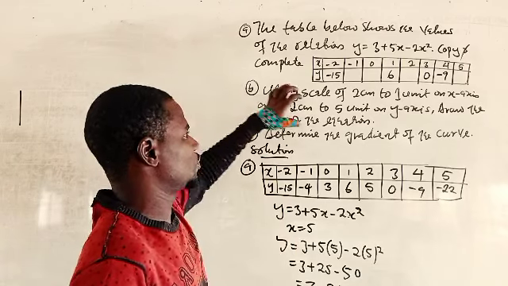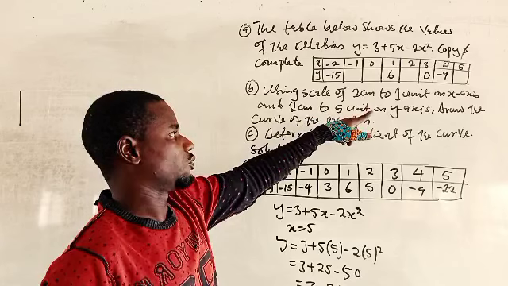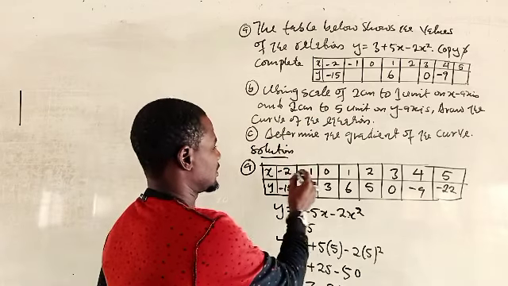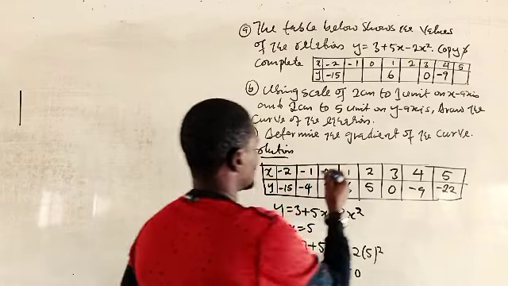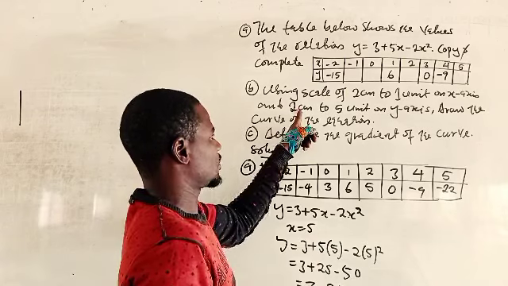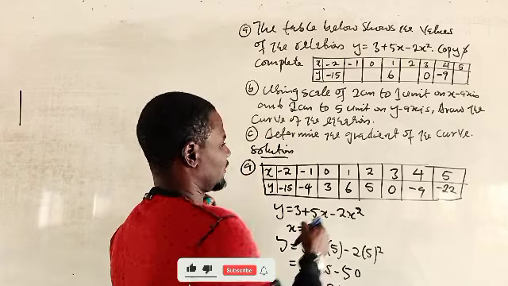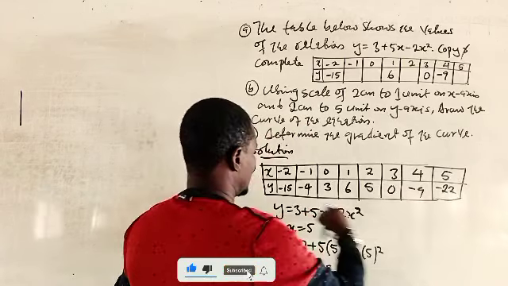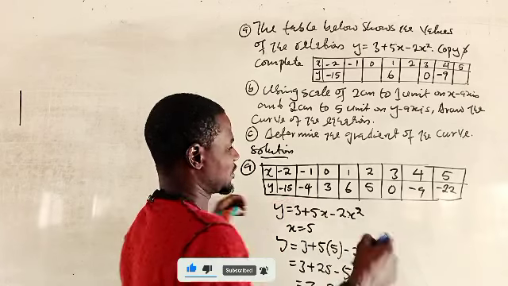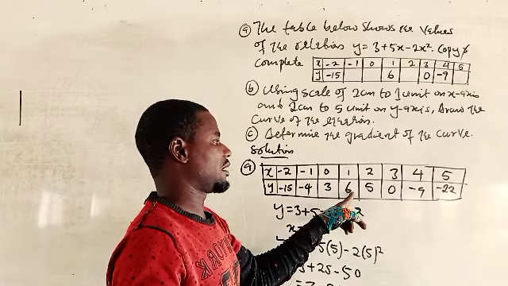The B says we should use 2 centimeters to represent 1 unit on the x-axis, 2 centimeters to 1 unit. While on the y-axis we say 2 centimeters to 5 units. Why? Because we have a large number as 32 downward, and we have 15 downward. On the positive side of y is just 6, that's the highest.